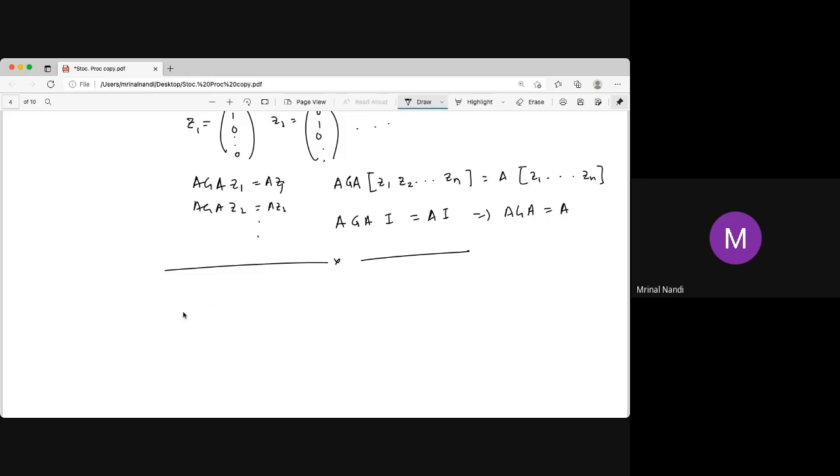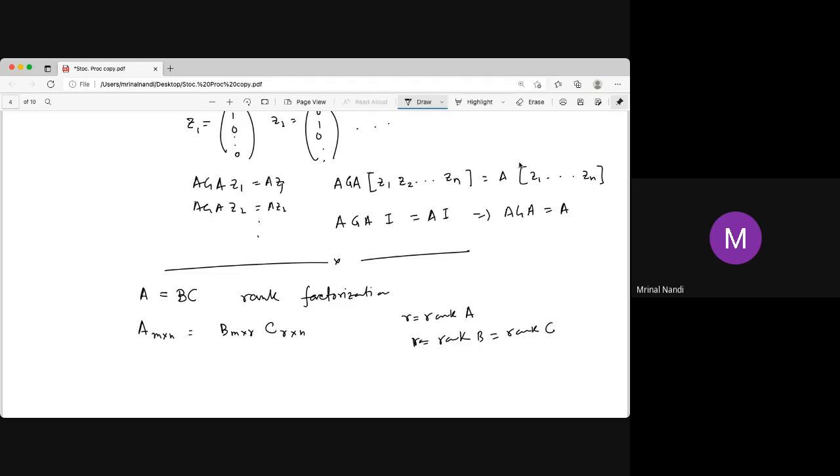Now, how do you find that G? To find G, we need the rank factorization theorem. If A is a matrix of order m cross n, we have a rank factorization BC of A. Rank factorization is like that: B is m cross r and C is r cross n, where r is the rank of A. From A you can find BC using rank factorization. B has full column rank, C has full row rank, and the rank of A is also the rank of B as well as the rank of C.